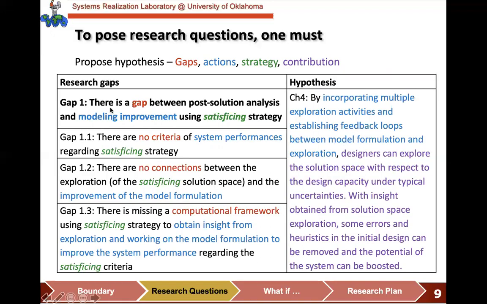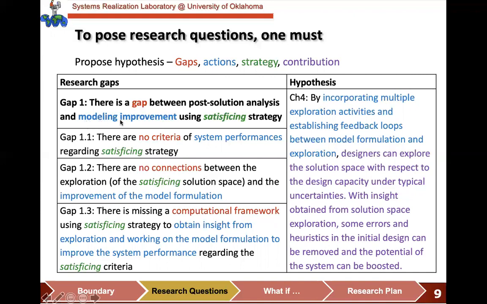So here is gap 1. I break it down to several sub-gaps. The gap includes no criteria, no connections, no computational framework. And how do I know that I can fill in the gaps? Through these actions, the blue ones.